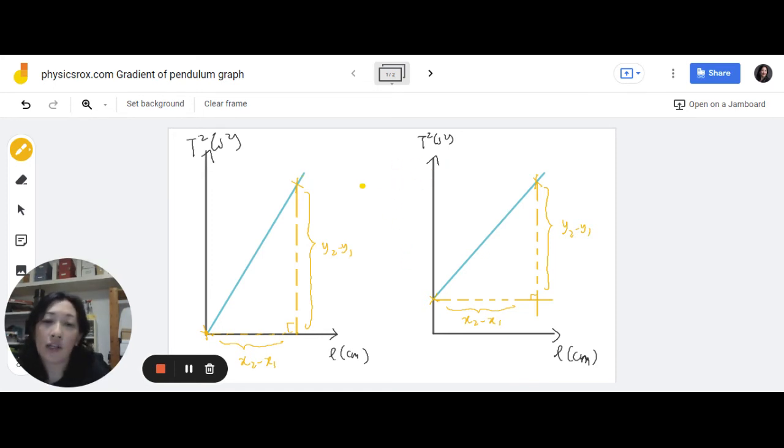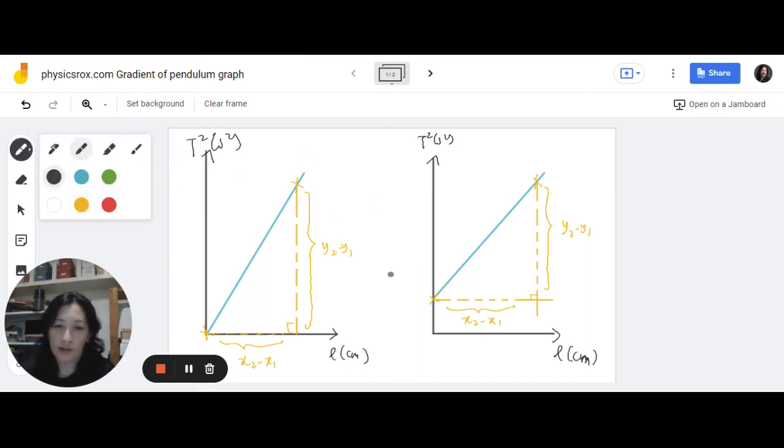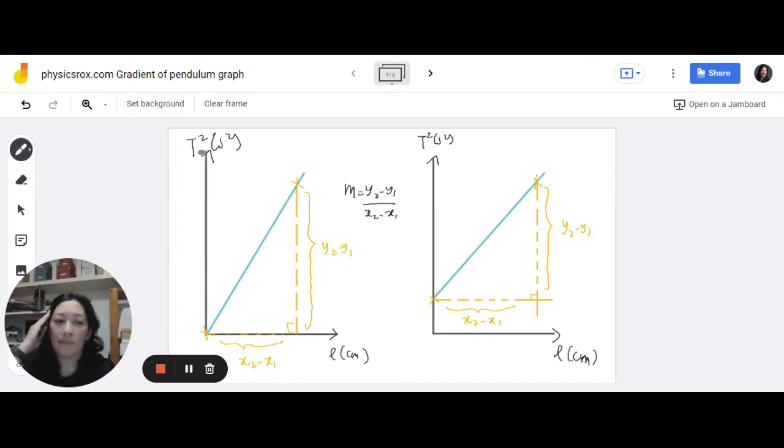Right, now, the calculation of the gradient. By the way, for those of you who are working on the experiment reports, please write the gradient calculation in your report and not on the graph. Okay, not on the graph paper, in the report. But anyway, for the purpose of this lesson, I'm just going to write the formula, as we already know, is y2 minus y1 over x2 minus x1, and you calculate from there.